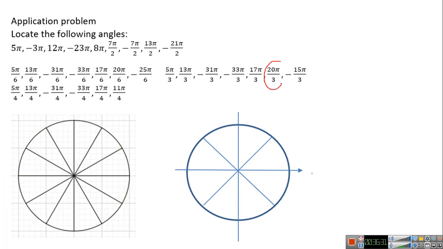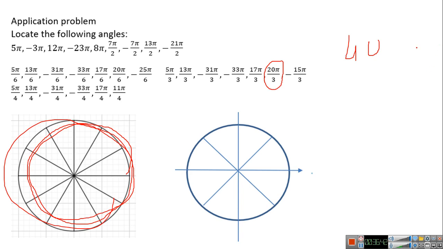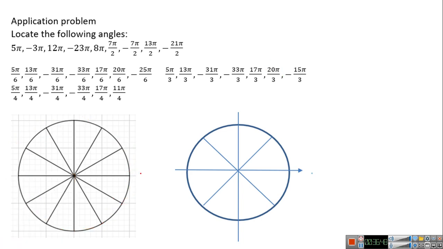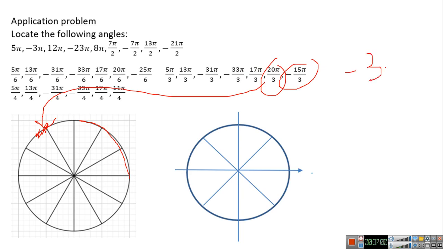I want now 20 pi over 3, 20 60s, so 40 30s. So 12, another 12, 24, another 12, 36. What remains to 40? So here 3, remains 4. Here 3 and remains 1. So this is for 20 pi over 3. I want minus 15 pi over 3, minus 30 30s: minus 12, minus 24, remains minus 6. From here till here is minus 3, here another minus 3. This is minus 15 pi over 3.